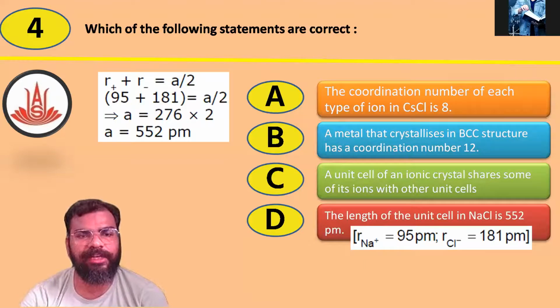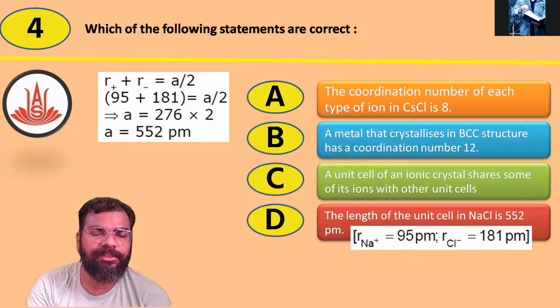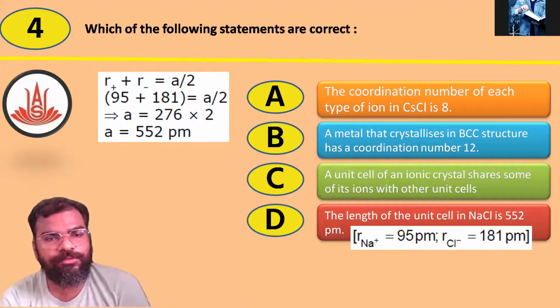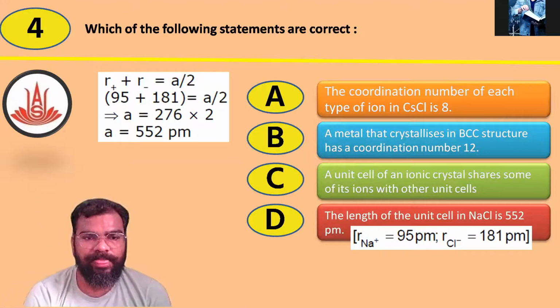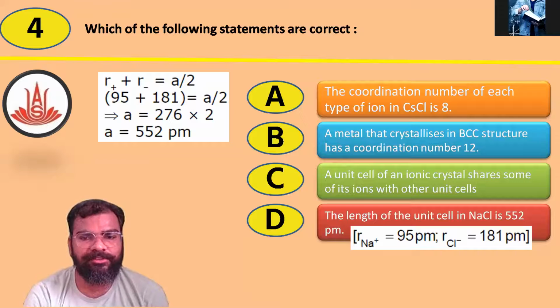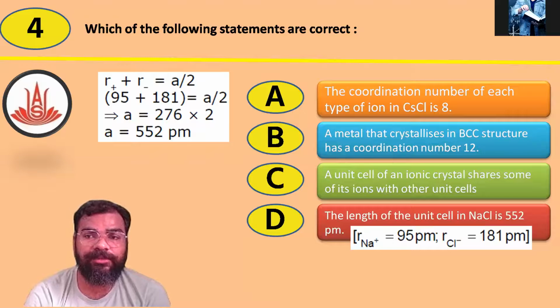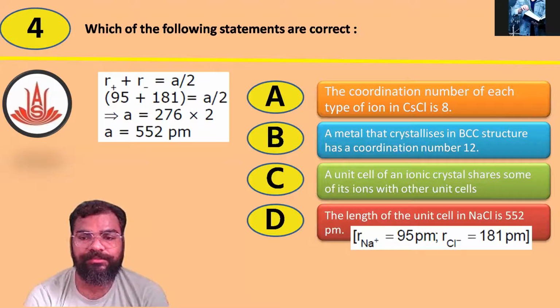So in the correct one, R+ plus R-, if you add these, it is a by 2. So 95 plus 181, which they have given, is equal to a by 2. So make a the subject. So a is equal to 276 multiplied by 2. So the value of a would be 552 picometer. So option D is the correct answer for it.